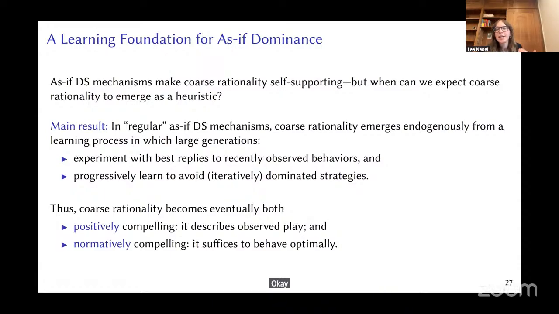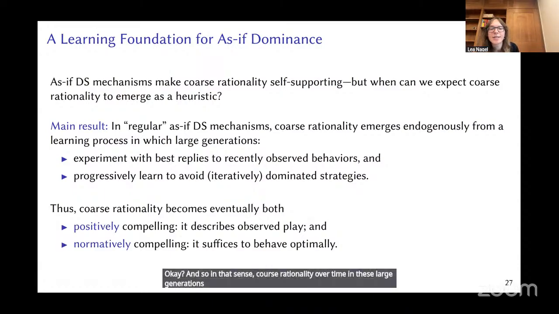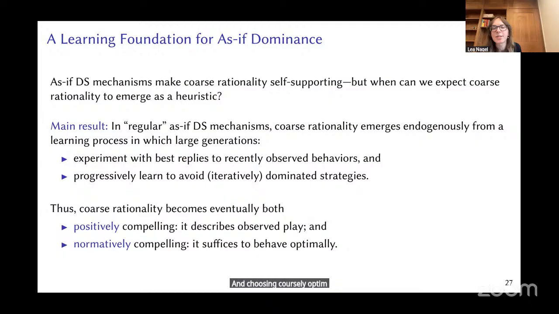In that sense, coarse rationality over time in these large generations is going to become both positively compelling and normatively compelling. What I mean by that is that it's both going to describe the play that we observe, everybody's going to choose coarsely optimal strategies, and choosing coarsely optimal strategies is going to suffice to behave optimally.